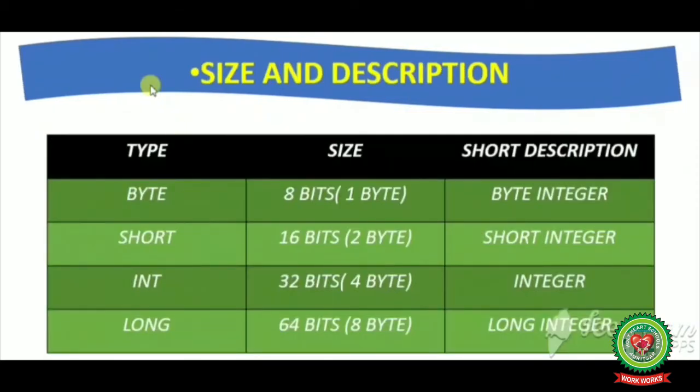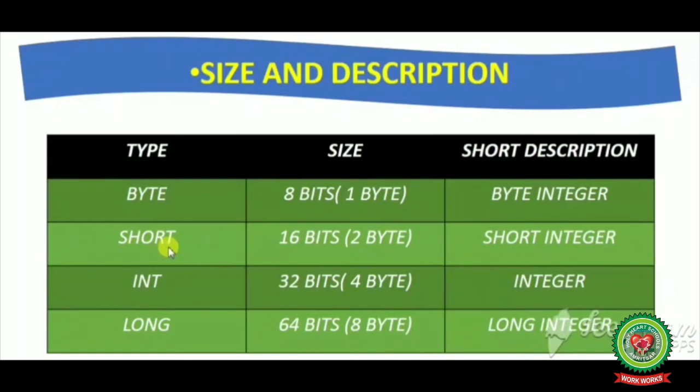Now we will discuss the integer data types with their size and description. Number 1 is byte. Byte data type takes 8 bits, that is 1 byte in memory. See students, a bit is the smallest unit of computer information. So 1 bit means 0 or 1. When 0s and 1s combine, they make 8 bits. So byte takes 8 bits, that is 1 byte in memory.